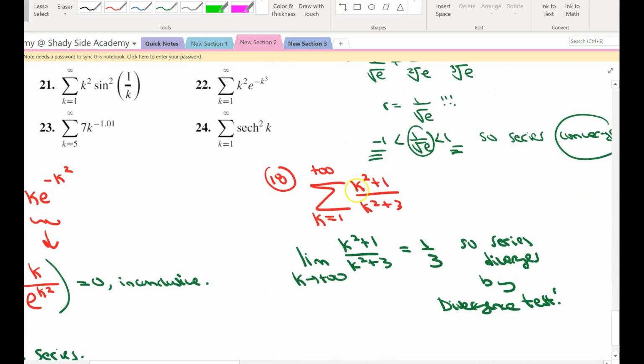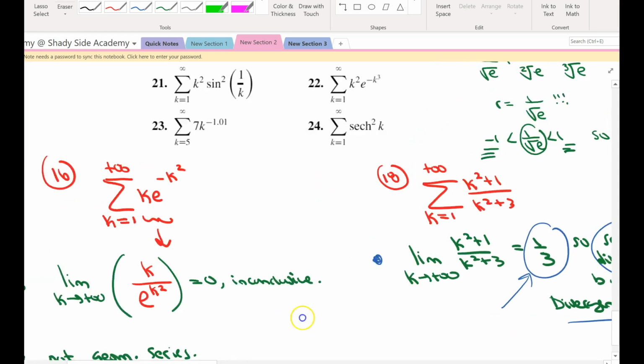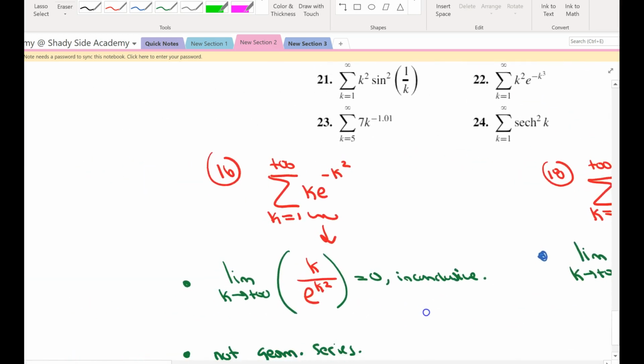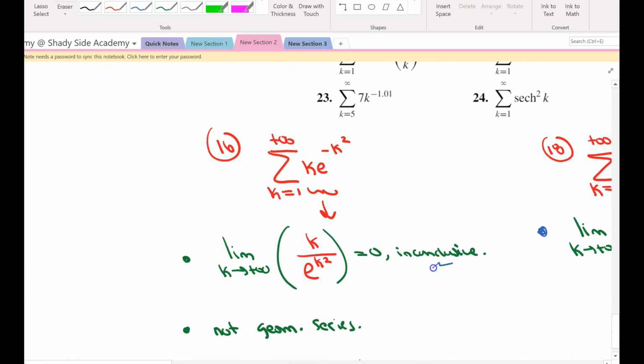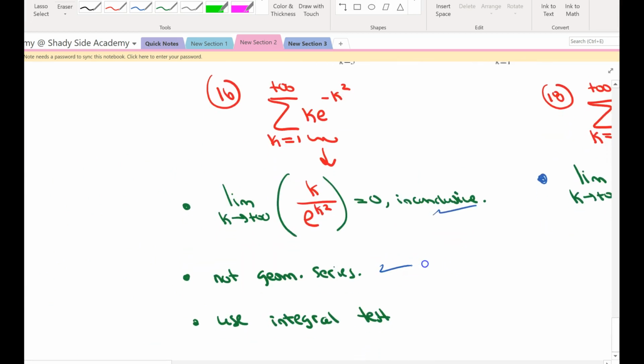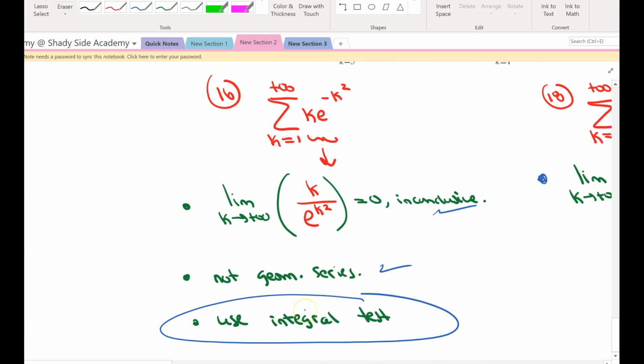Here's 18, and this is a great example of one where using the divergence test pays off. The infinitieth term, so to speak, approaches a non-zero number, so we know the series has to diverge by the divergence test. Number 16, here's the original series. The divergence test is inconclusive. The series is not geometric, so the only way to determine this series' behavior is to use the integral test, which I didn't do because I wanted to make sure I get this loaded up for you all.